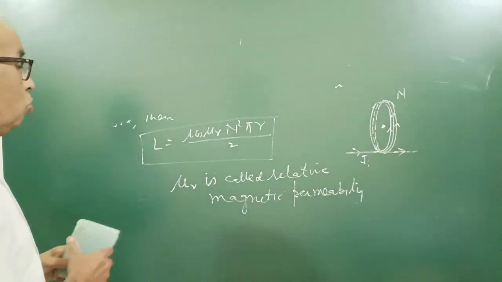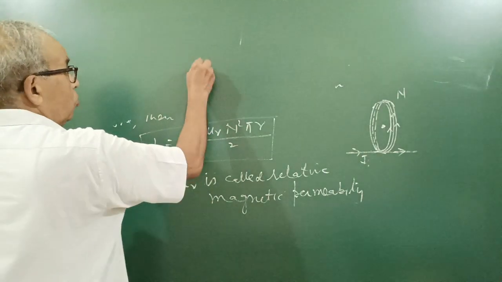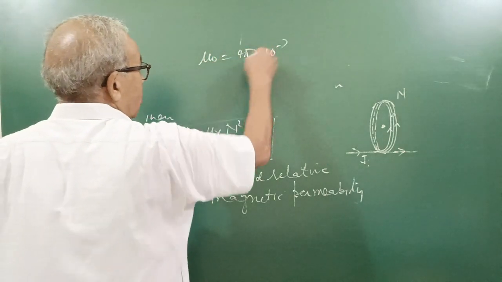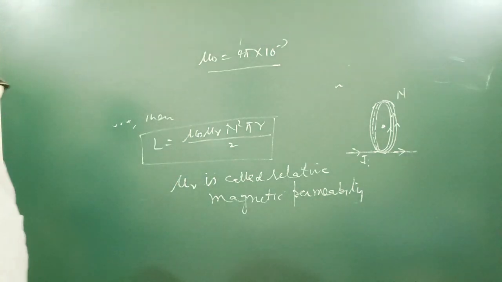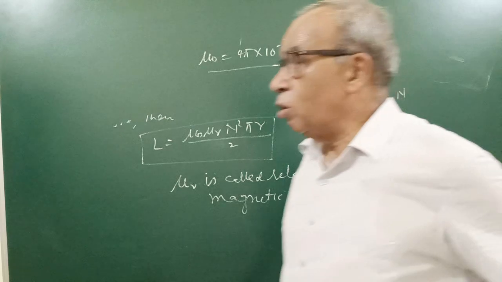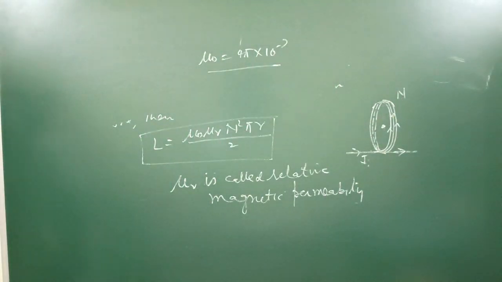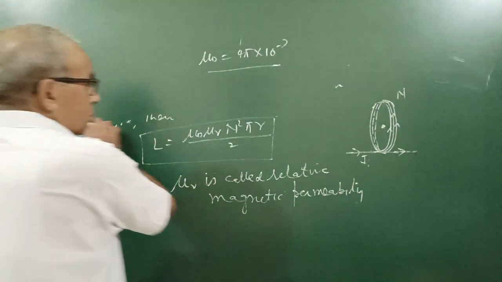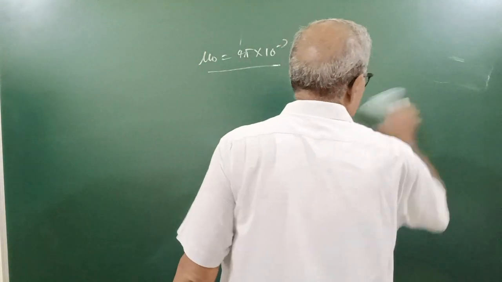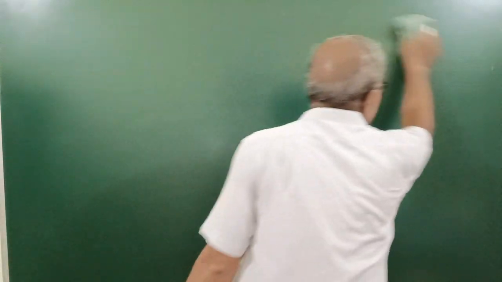But since mu 0 has the value 4 pi into 10 to the power minus 7, the value of L obtained is only of certain millihenry, not large enough. It is not of Henry order. Theoretically we can get an inductance of 0.1 Henry, but generally the inductance of a plain coil or any solenoid is of 10 millihenry.